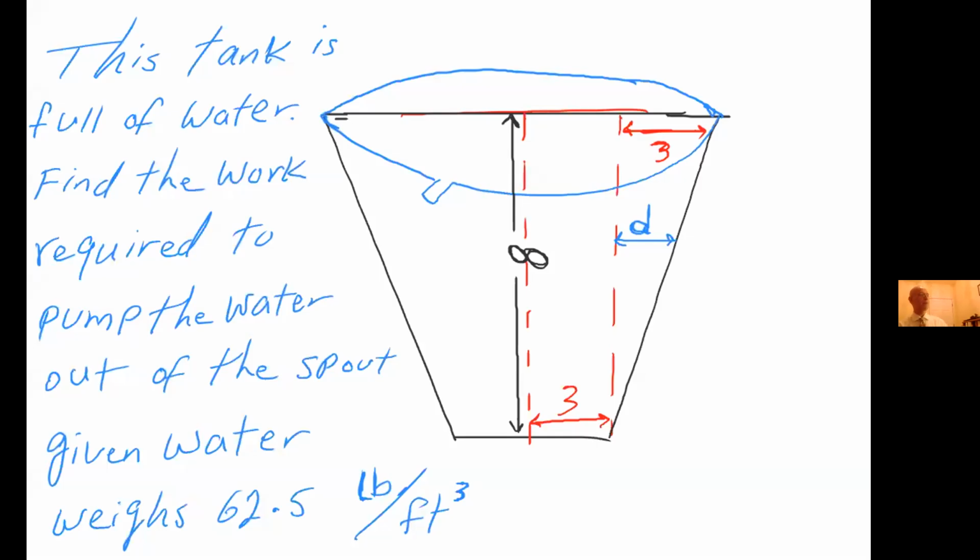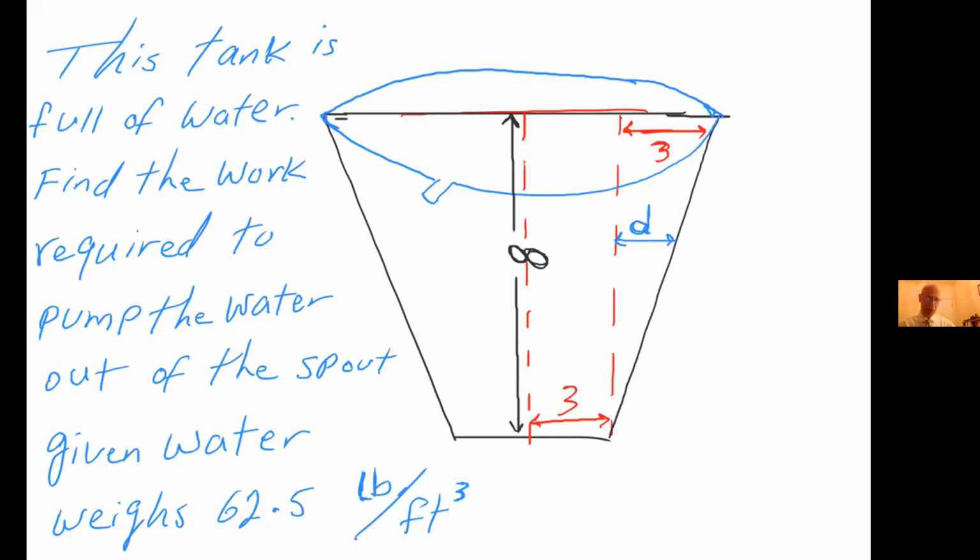Let's look at this problem. This tank is full of water, and we're trying to find the work required to pump the water out of the spout. And we are told that water weighs 62.5 pounds per cubic feet. Okay.